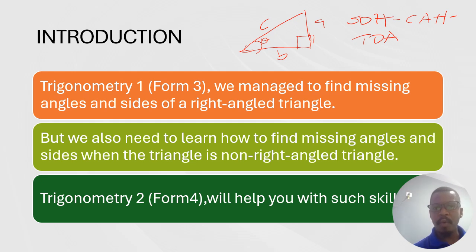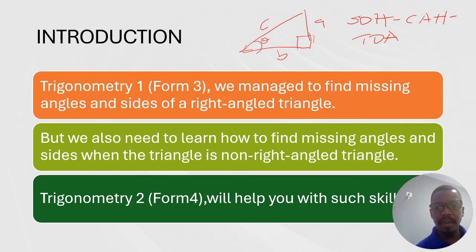Commonly in real life, you meet problems which involve more than right angled triangles. You can have a scenario whereby there is no right angled triangle. So in such scenarios, you now need other means of doing that. So trigonometry 2, which is in form 4, will help you with such skills. It will help you find missing angles and missing sides without even having a right angled triangle. So it's all about triangles that are not right angled triangles.